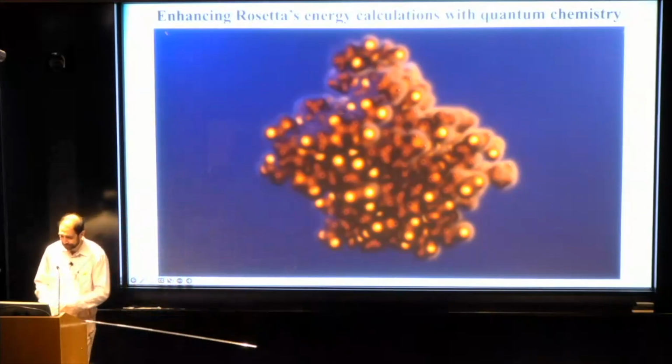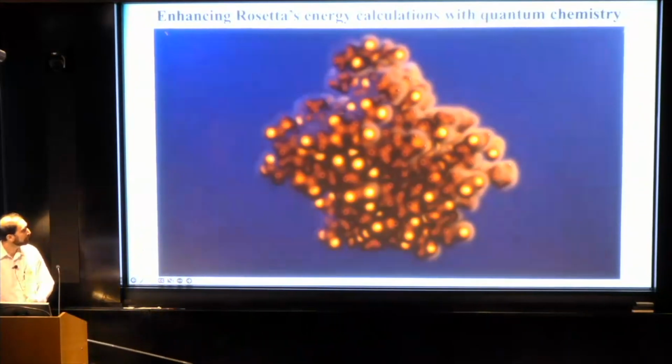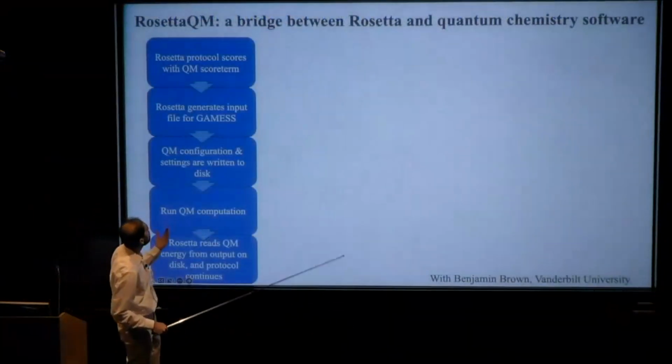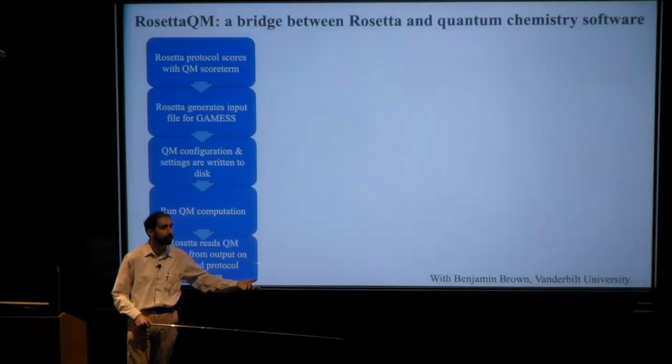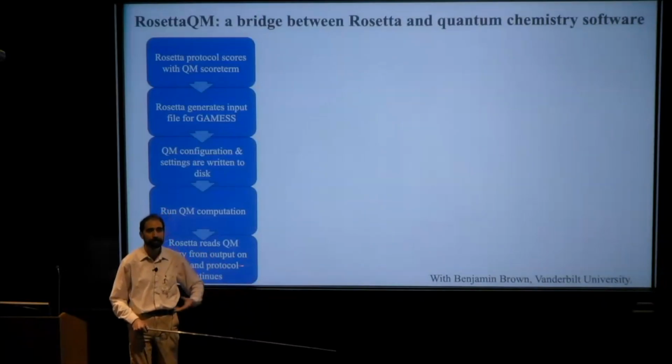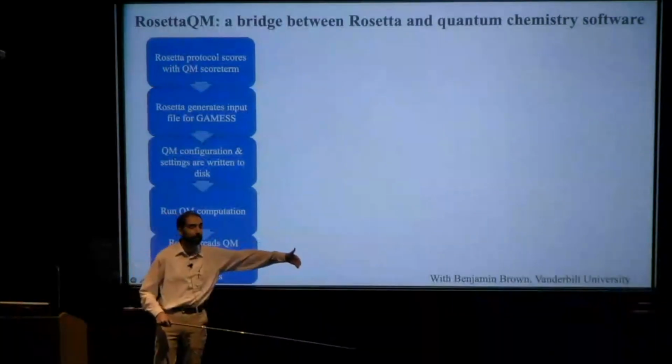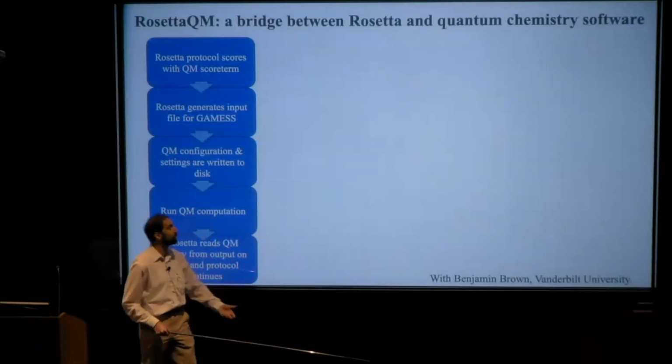But we want to use this in a Rosetta pipeline. And so one thing that I've worked on with Ben Brown at Vanderbilt is just getting Rosetta to talk to quantum chemistry software. So in the middle of a Rosetta protocol, we can just do a QM calculation and then take the result and continue on in the protocol. And this has opened up all sorts of new things that we can do.